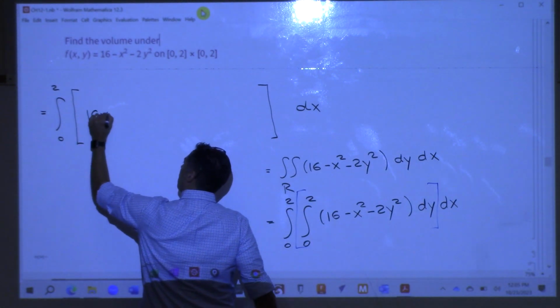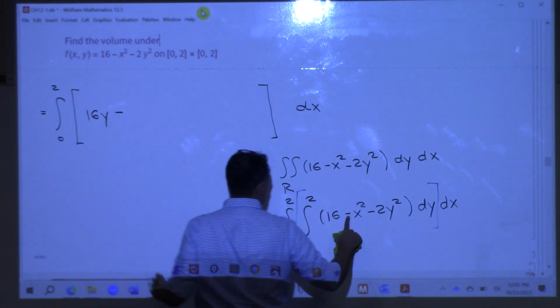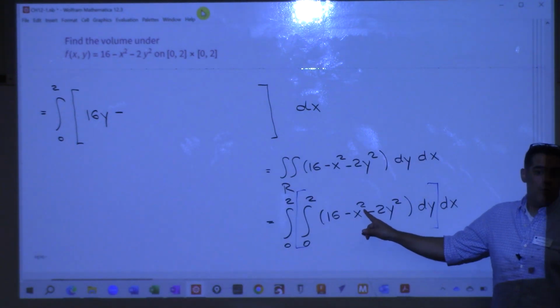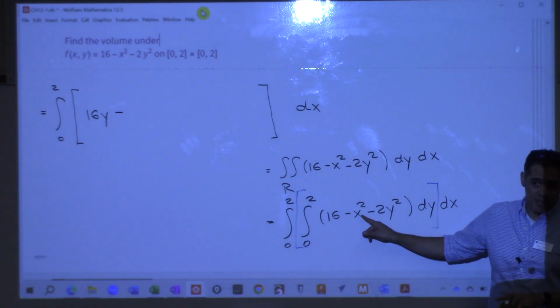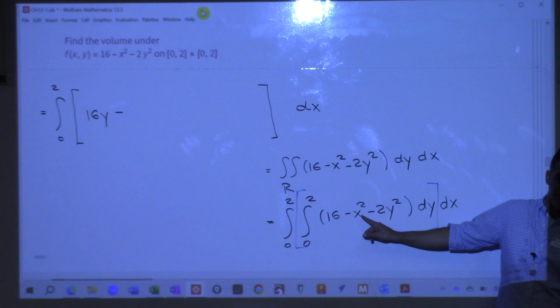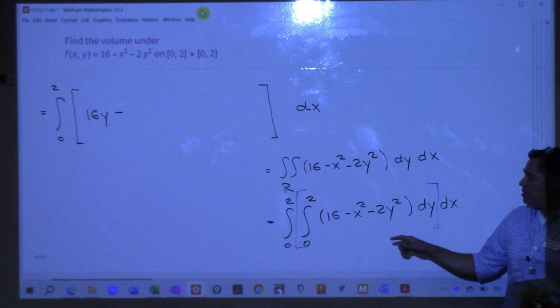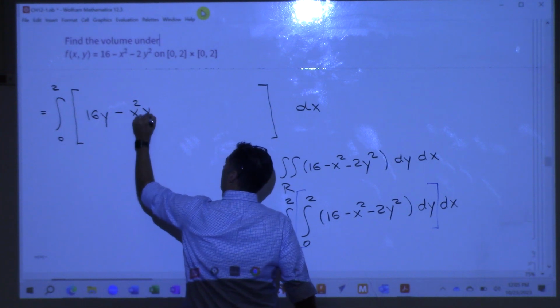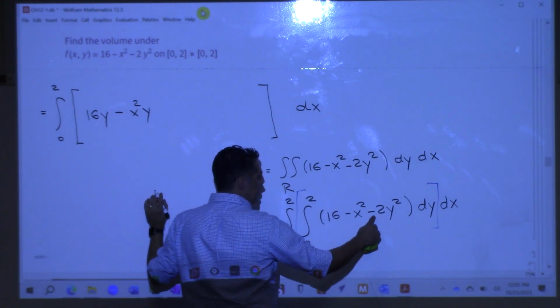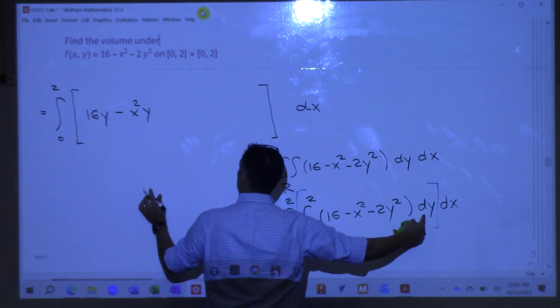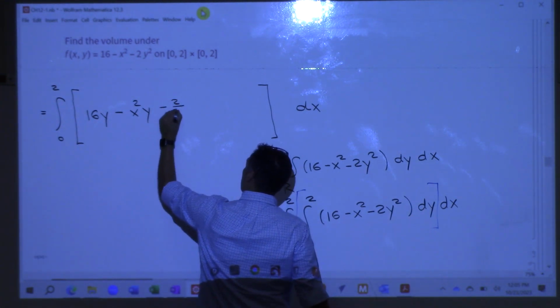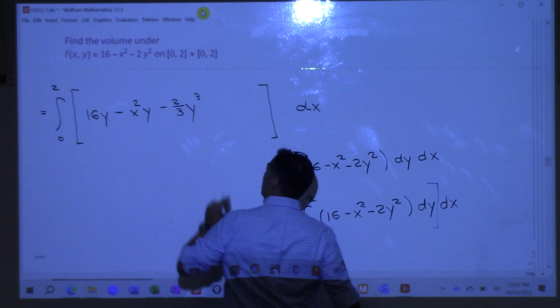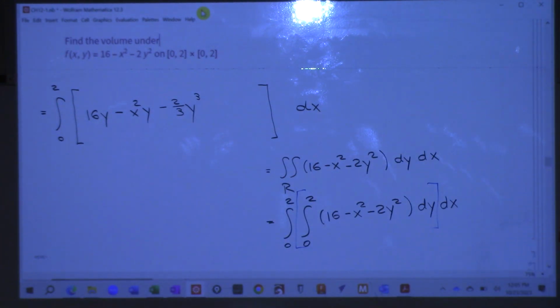Okay, now minus the antiderivative of x squared with respect to y. So you're treating x squared like a constant. What's the antiderivative of a constant? The constant times the variable, right? What's our variable? Y. So this would just be minus x squared y. And then one more. The antiderivative of negative 2y squared with respect to y. Negative 2/3 y cubed. Okay, do you all agree that that is the antiderivative of this with respect to y?